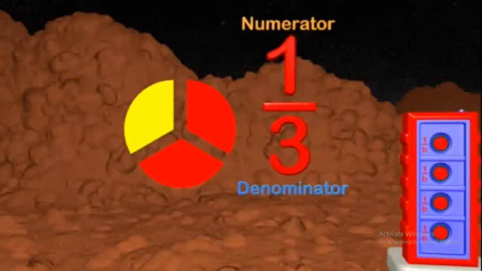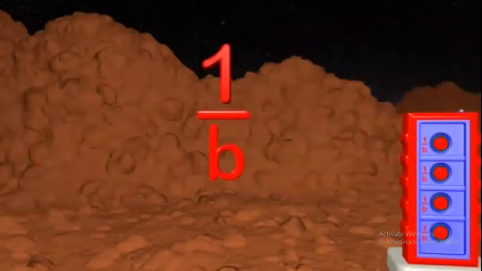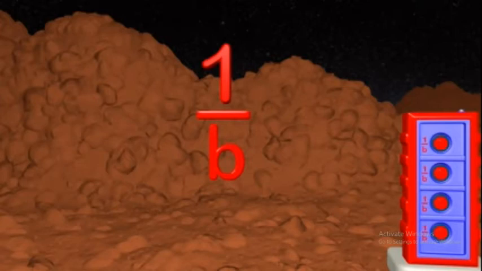Now that we have this out of the way, let's move on to recharge my spaceship. My batteries only take this type of fraction. This is what we call a unit fraction. Any fraction where the top number is 1 is called a unit fraction. In a unit fraction, it doesn't matter what number is the denominator. This is why we have the letter B here.